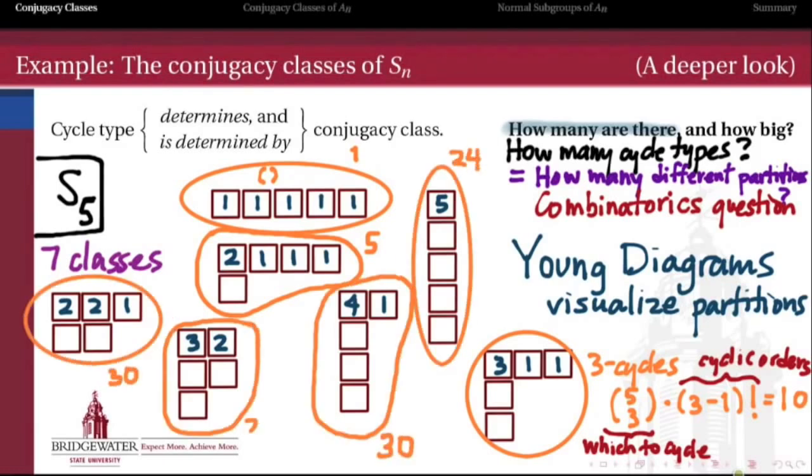And similar combinatorial arguments can count the number of elements in each of these other conjugacy classes as well. So you can see that there's no quick answer here. But at least if we know how to partition n, then we know how many different cycle types, and hence how many different conjugacy classes there are inside of the symmetric group Sn. And then we can use some rather intricate combinatorics to count how many elements are in each one of those conjugacy classes.